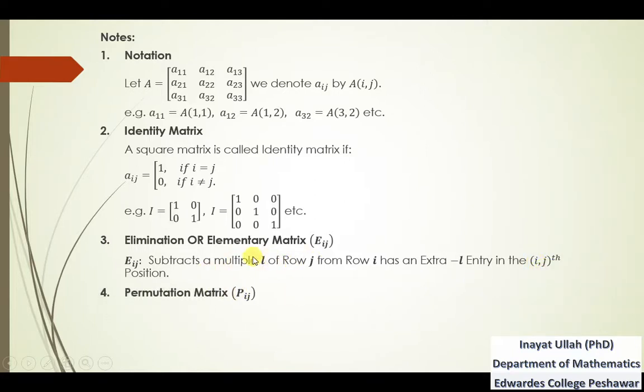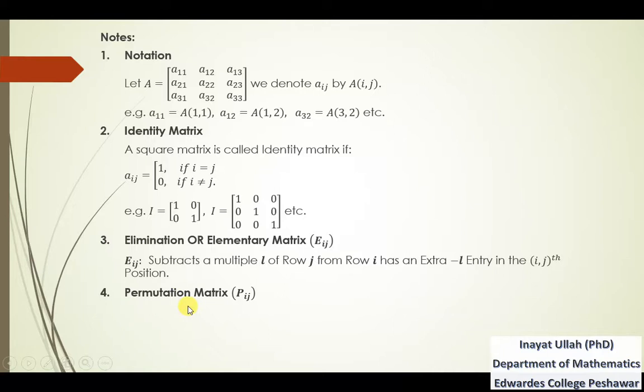We will explain this Eij in the coming slide. You just need to remember this definition of Eij: it is an elimination matrix which subtracts a multiple L of row j from row i, and which has an extra minus L entry in the ijth position.